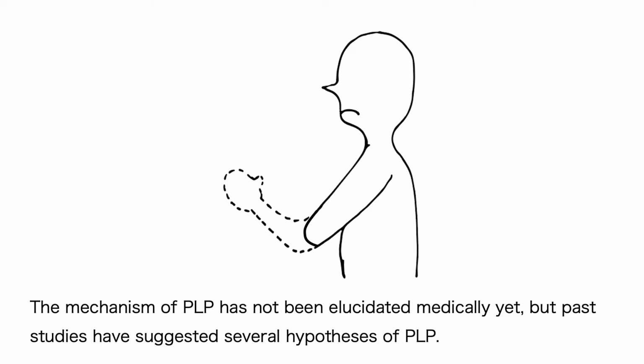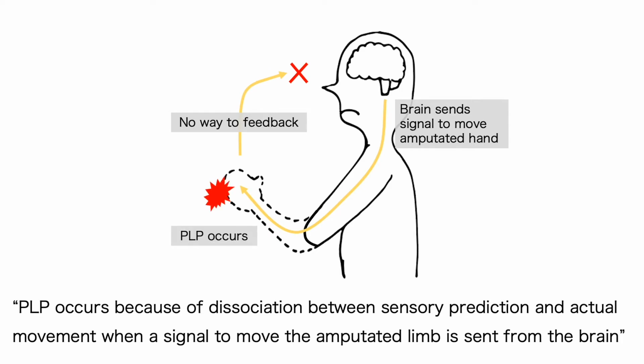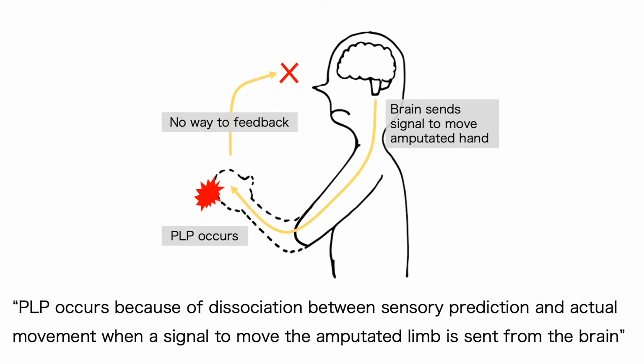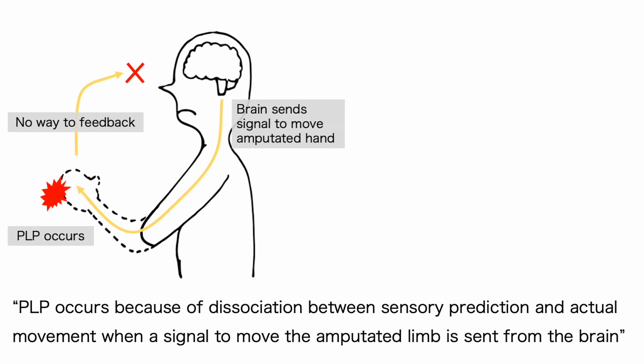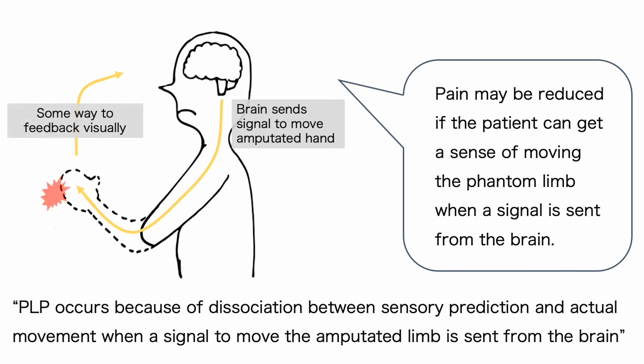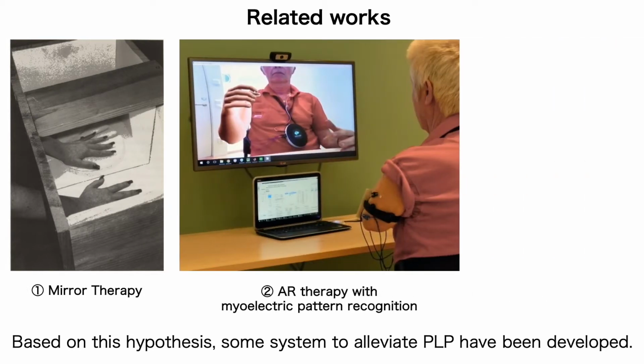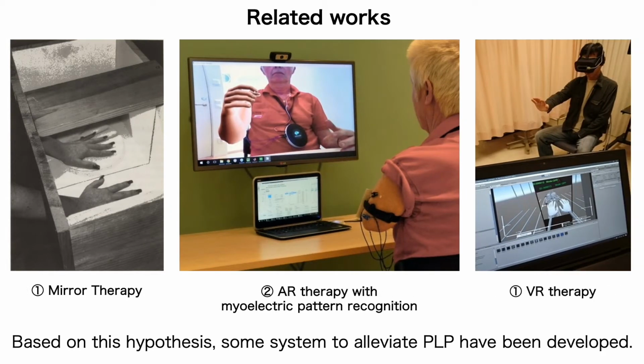One of the hypotheses is that PLP occurs because of dissociation between sensory prediction and actual movement when a signal to move the amputated limb is sent from the brain. Conversely, it can be thought that pain may be reduced if the patient can get a sense of moving the phantom limb when a signal is sent from the brain. Based on this hypothesis, some systems to alleviate PLP have been developed, for example, mirror therapy, AR or VR therapy, and so on.